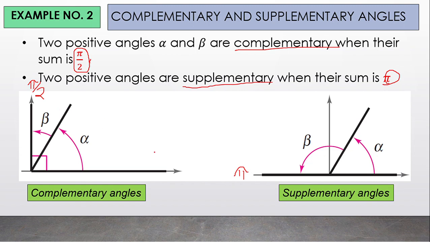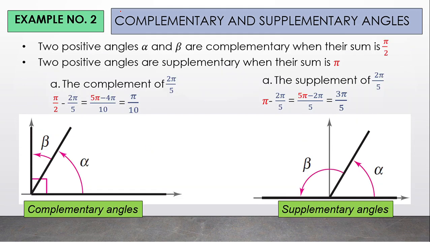Okay, so let's have an example. Okay, so dahil the complement of 2 pi over 5, kukunin natin yung complement ni 2 pi over 5. So, complement muna tayo. Mamaya na tayo sa supplementary angle. So, dito, di ba, ang sum ng isang complementary angles ay pi over 2, so sum siya. So, ngayon, ima-minus lang natin yung given natin. So, minus 2 pi over 5.